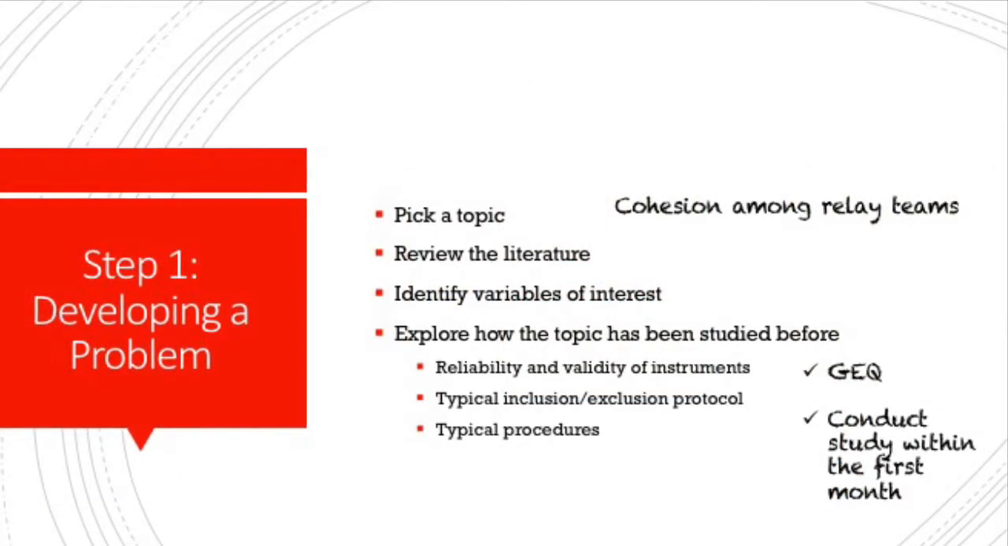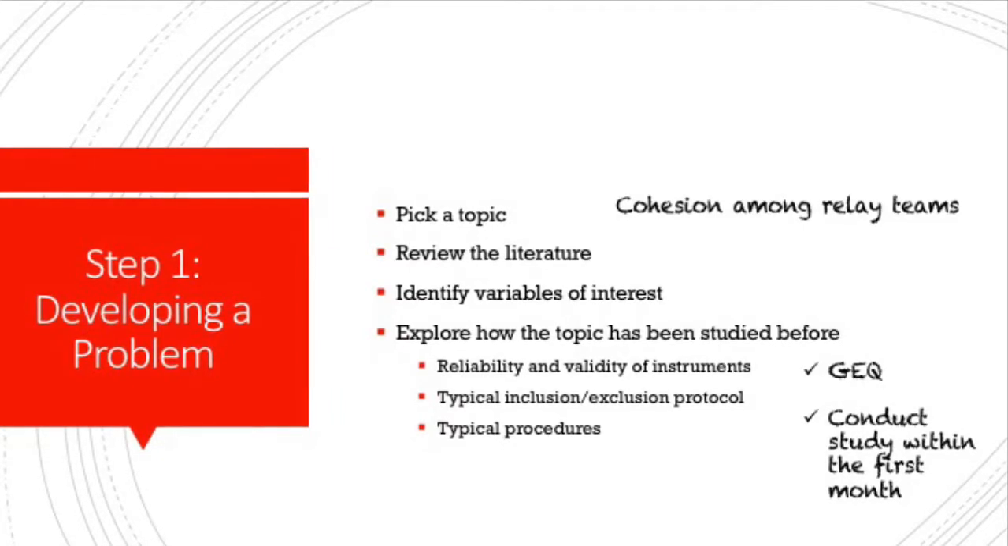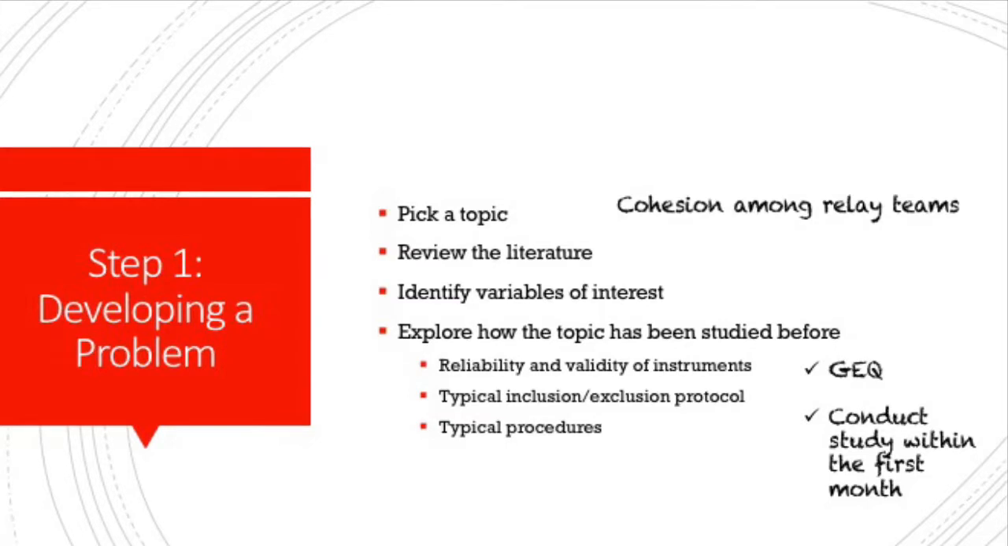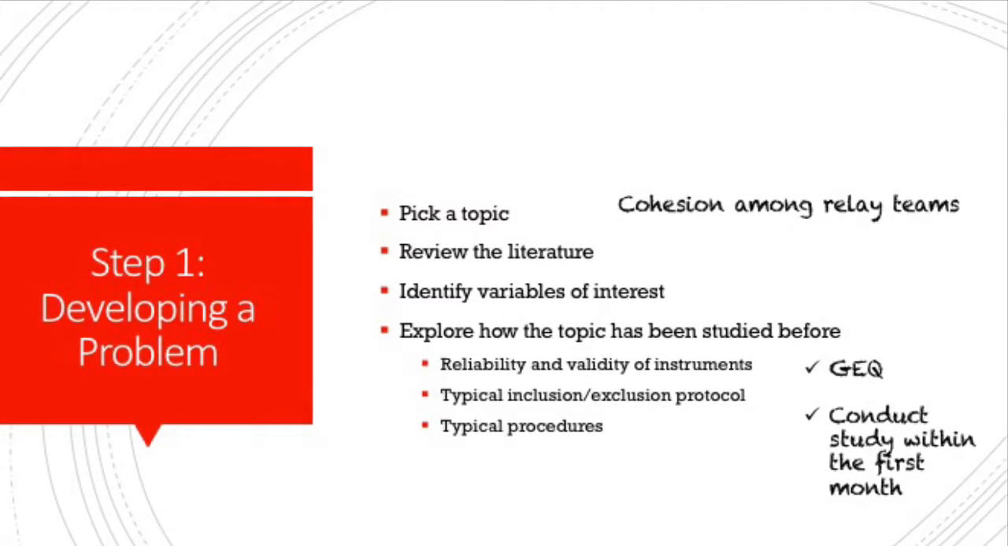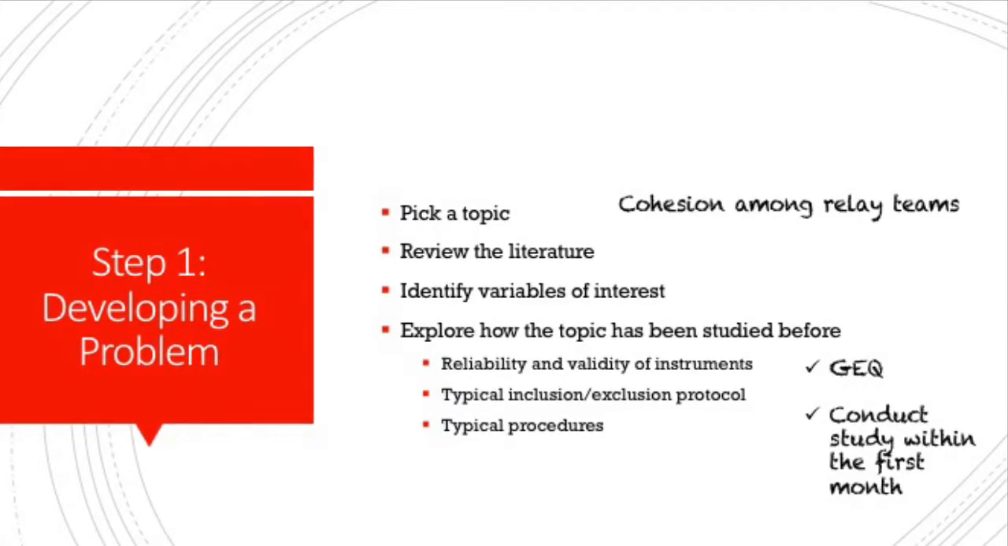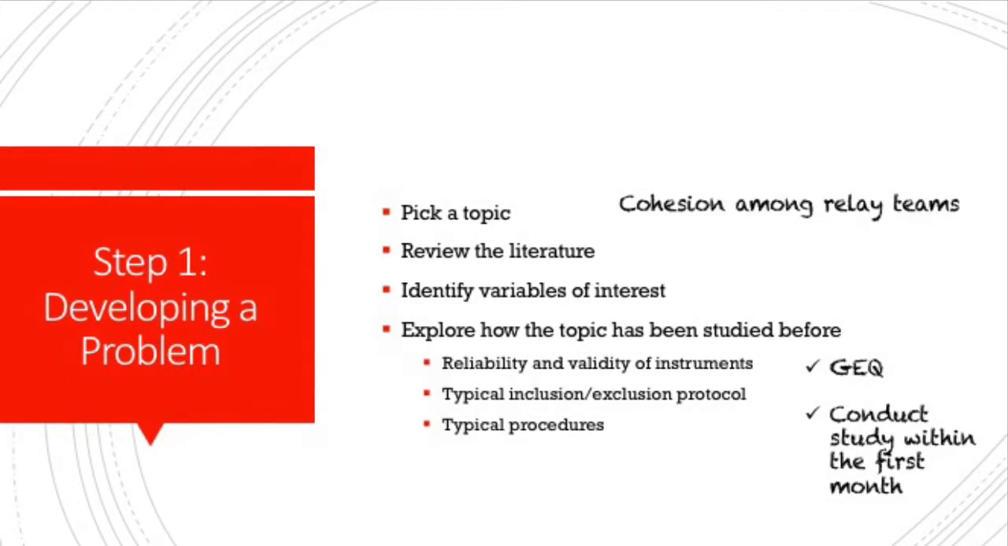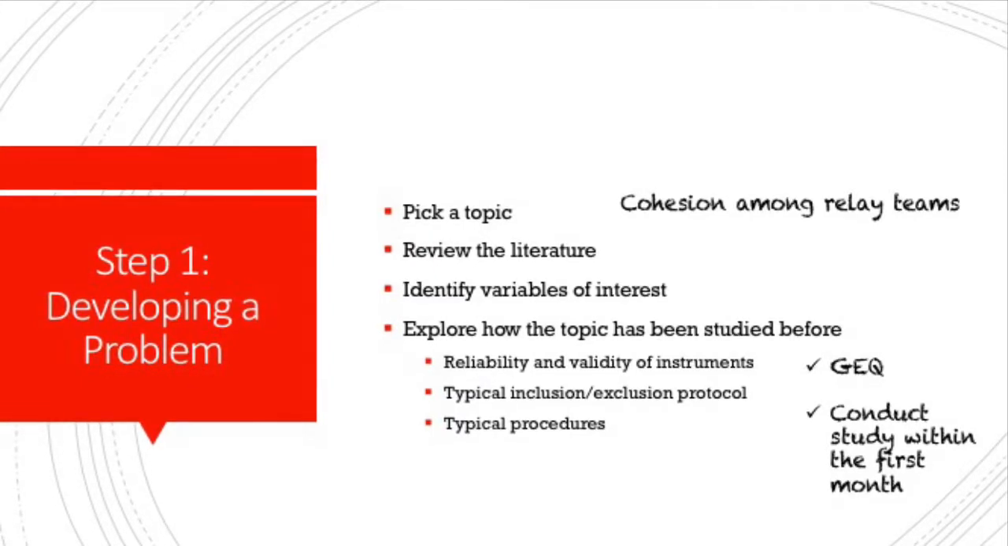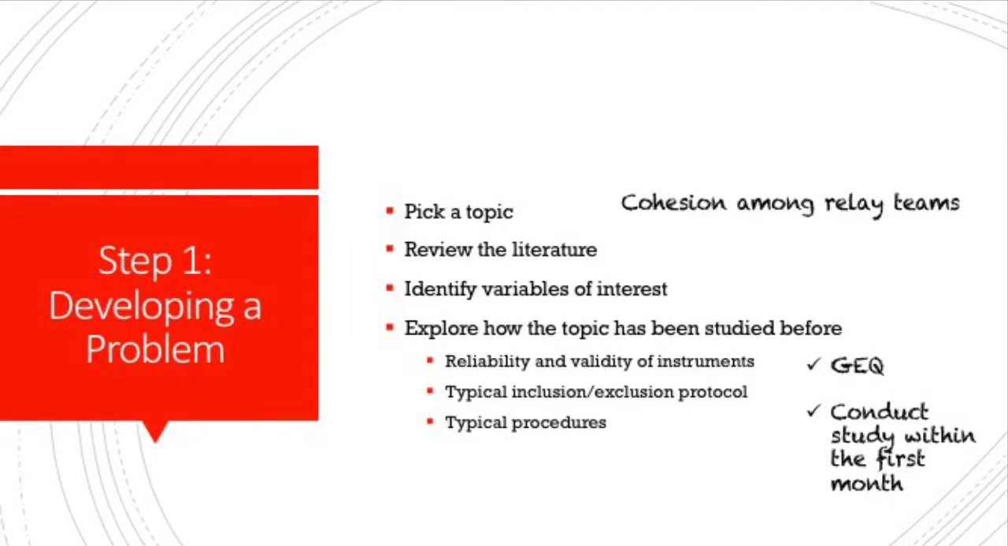The first step is to pick a topic that is professionally and personally interesting. So maybe I'm a track coach and I want to look at team cohesion amongst relay teams. What I need to do next is get into the literature, learn about the theory, look at previous research and what's been done, and pick out variables that are important and interesting relative to the topic. Then I'm going to really dig into how it has been studied before. I might look at and find what instruments have been used and what their reliability and validity are.